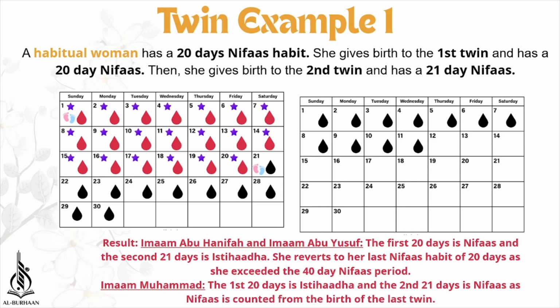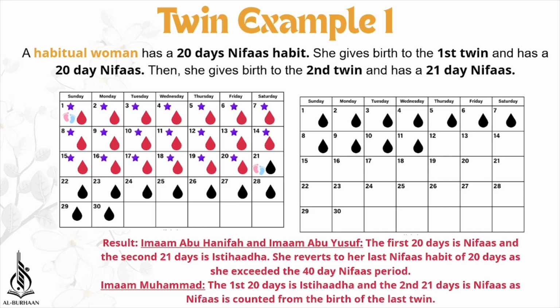Number one, a habitual woman has a 20-day Nifaas habit, right? So she gave birth, the last time she gave birth, the Nifaas was 20 days. She gives birth to the first one and has a 20-day Nifaas, right? Then she gives birth to the second one and has a 21-day Nifaas. So let's look at the chart to understand this example.